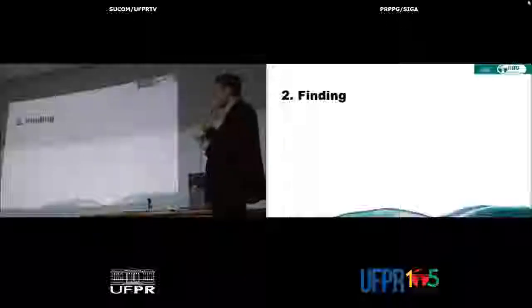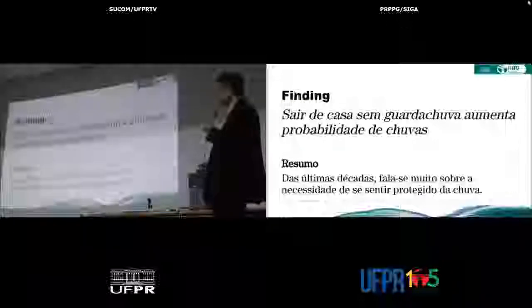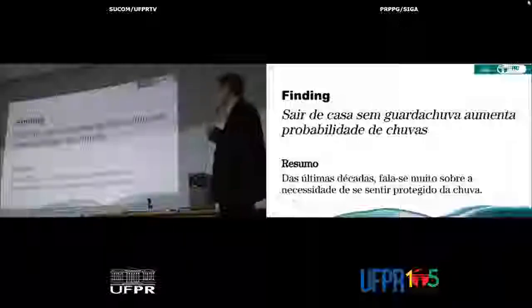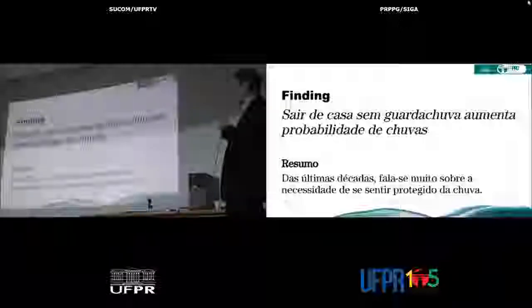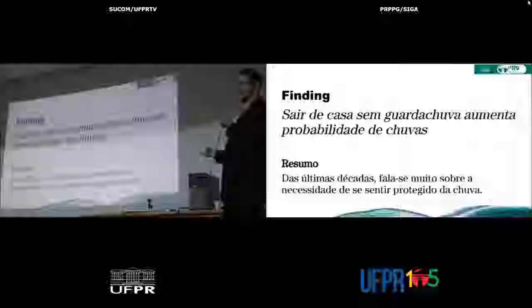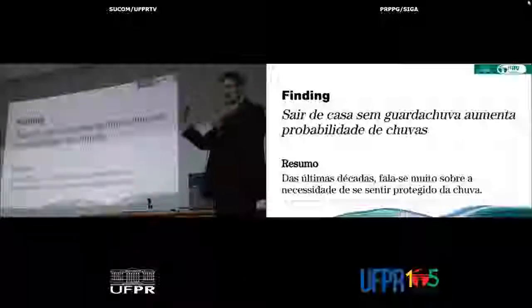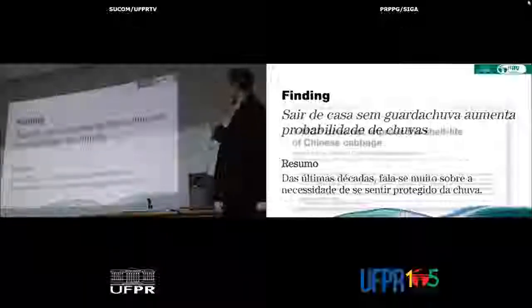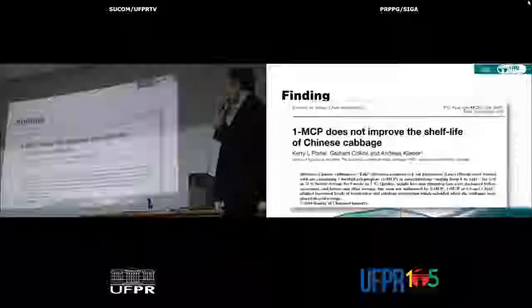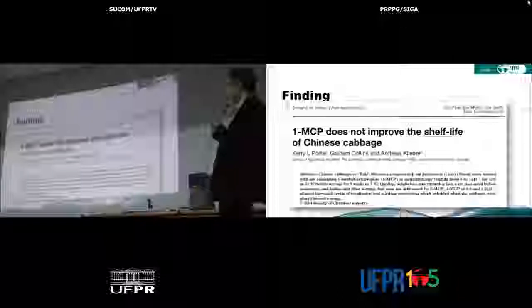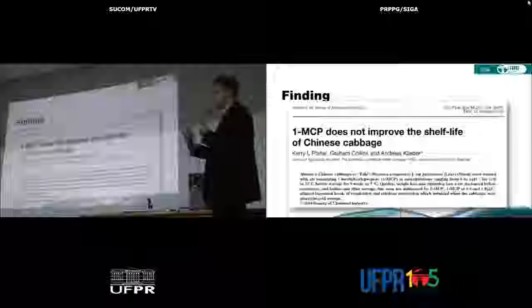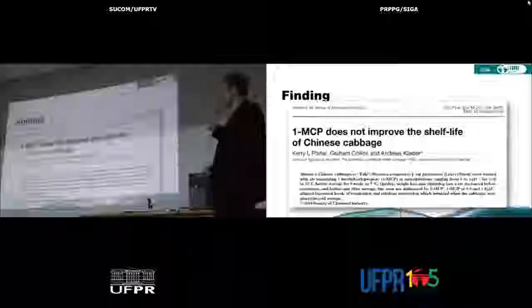Okay, titles that focus on finding. Here's an example. This is true, right? This happens all the time. So this would be a finding from a study. This is what they want to focus on. This they want the reader to see. This is the main finding. Here's another example, a real example, from the Journal of the Science of Food and Agriculture: 1-MCP does not improve the shelf life of Chinese cabbage. That's the finding they want to highlight. There it is.